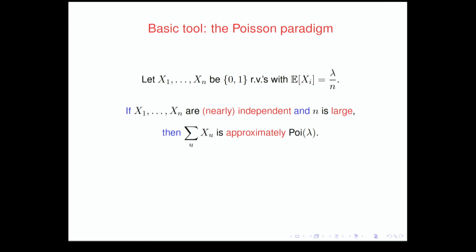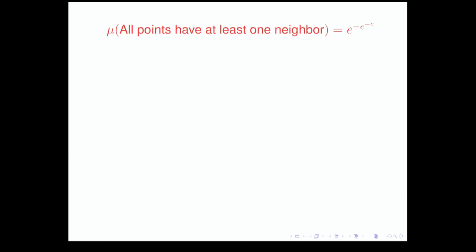Now nearly independent, I'm not defining, but I don't need to define it. It just means the intuitive thing that the probability of the product is close to the probability of the joint event, of all the events happening. All right, so what is the Poisson distribution? Well, what does it mean to approximately be Poisson? It means the probability of the sum being i is just given by the Poisson distribution. And this can also be made formal. This is the Poisson paradigm.